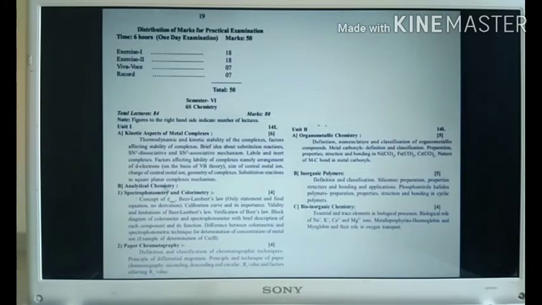In part B, that is analytical chemistry, we have to study some separation techniques like spectrophotometry and colorimetry, the concept of Lambert-Beer's law, validity of Lambert-Beer's law, and limitations of Lambert-Beer's law, then the difference between colorimetry and spectrophotometry techniques, and determination of concentration of metal ions like copper dipositive ion using colorimetry, that we have already studied in BSc part 2 semester 4.